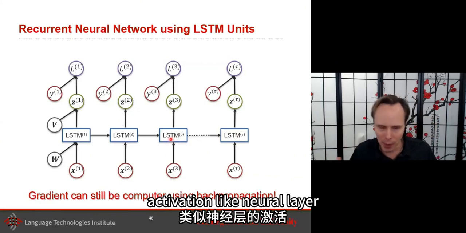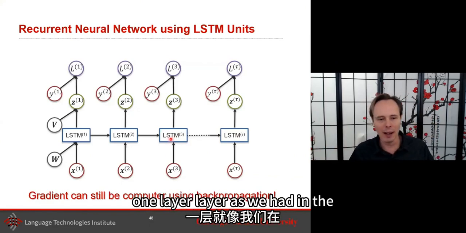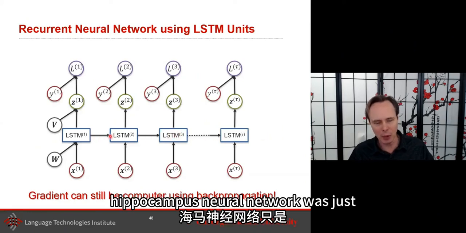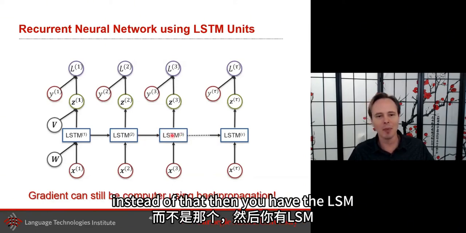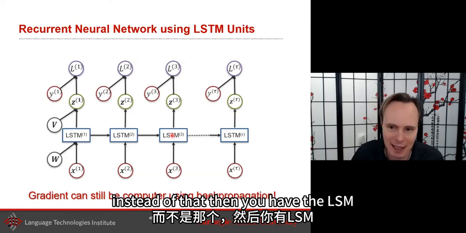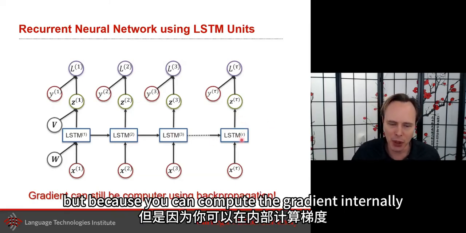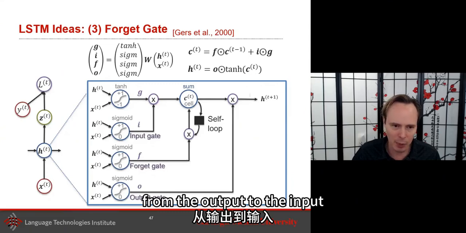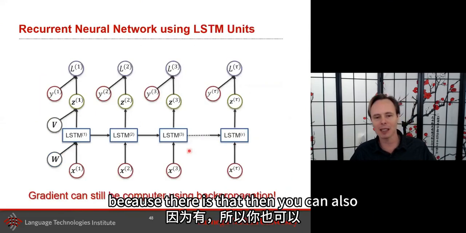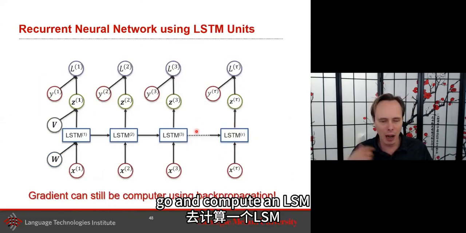activation like neural layer, one layer as we had in a recurrent neural network was just a one layer neural network, here instead of that, then you have the LSTM. But because you can compute the gradient internally, there's a gradient that can be computed from the output to the input. Because there is that, then you can also go and compute an LSTM.